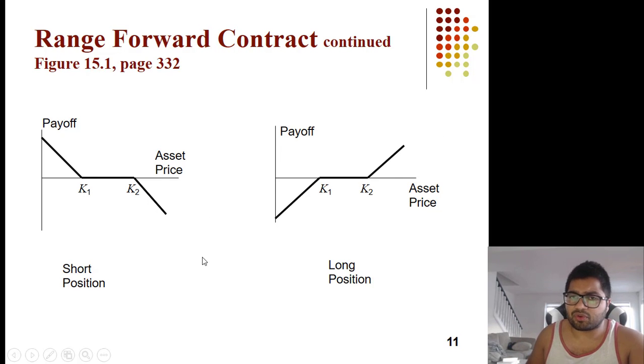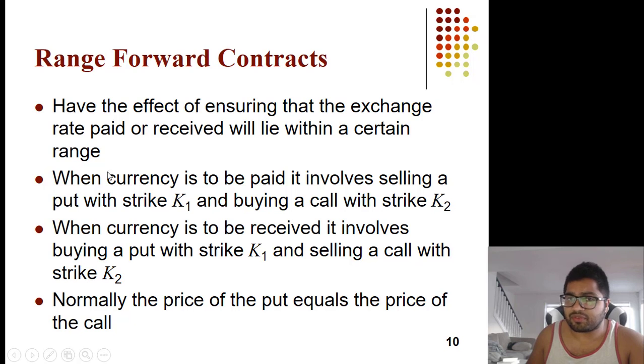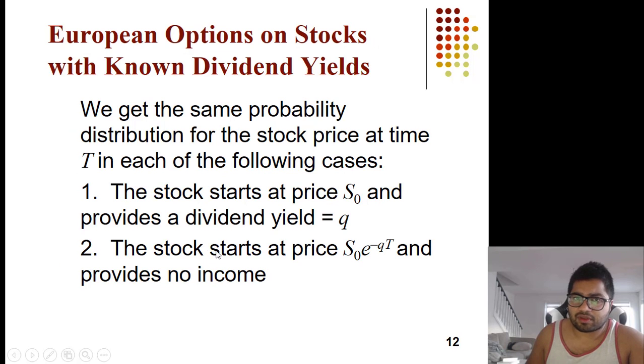So bottom line is, if you're paying some currency out, you're paying foreign dollars, then use this approach: sell a put with K1 and buy a call with K2. K2 is greater than K1 always. And if you're receiving some foreign dollars, use this approach: buy a put with K1 and sell a call with K2. K2 is more than K1, right? So this is how you hedge your currency exposure.